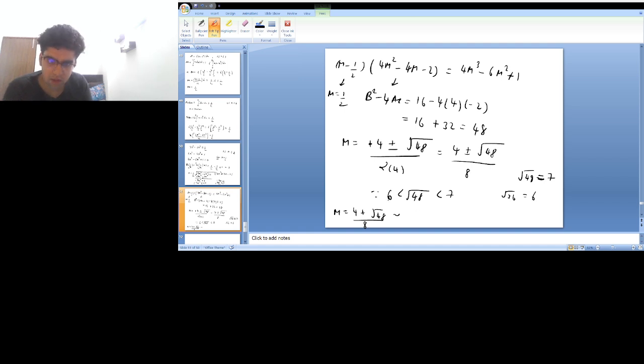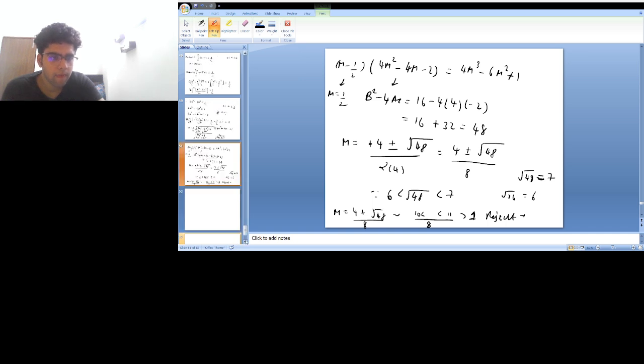Clearly, if I take 6, I'll be getting 10. If I take 7, I'll be getting 11. So this value clearly lies between 10 and 11, and dividing this by 8 gives me a value greater than 1. So I'll be rejecting this. Why? Because my median should lie between 0 and 1, right? So I'm rejecting this value because it is greater than 1.